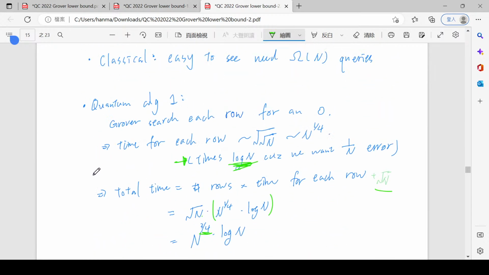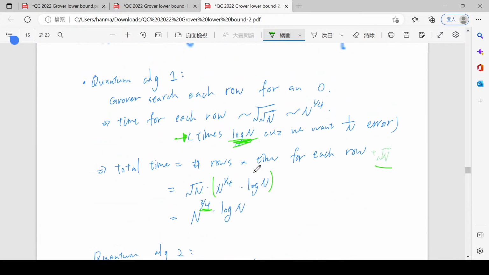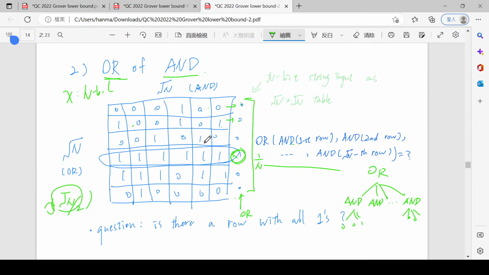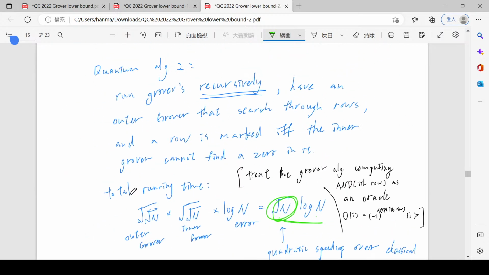And the smarter algorithm is that after you run the Grover algorithm for each row, you run another Grover algorithm over all the rows. So you can run Grover's algorithms recursively.